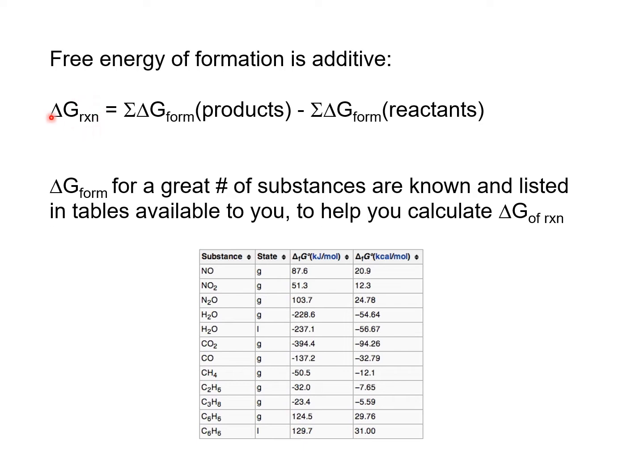And delta G of the reaction can be the sum of all of the delta G of the products minus all of the delta G of the reactants. And you can refer to the table for delta G for almost all different kinds of substances and compounds. So you can basically plug in those numbers to get the total delta G for the reaction.